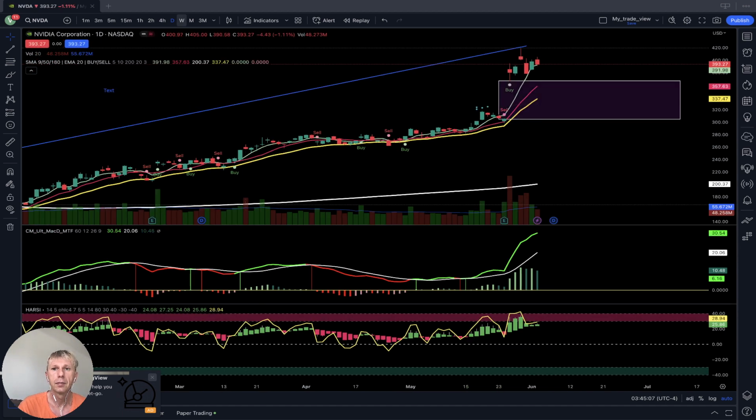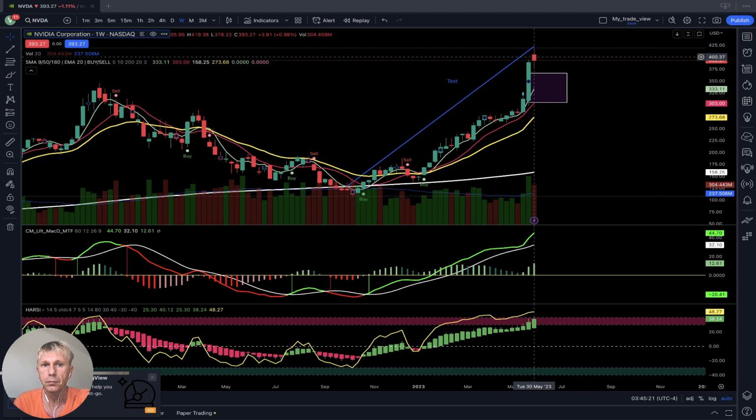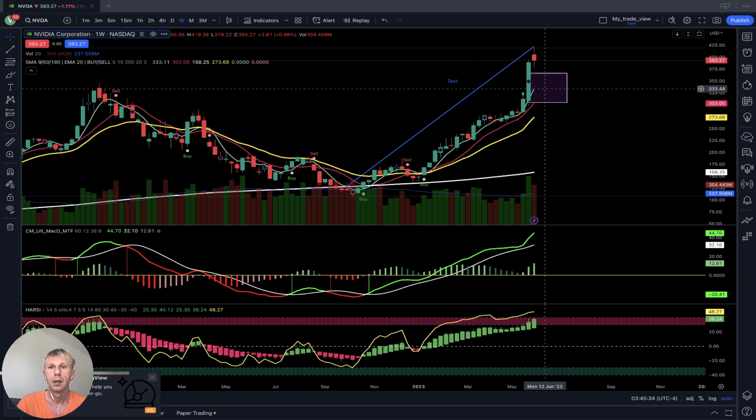NVIDIA. Let's start NVIDIA, weekly time frame. NVIDIA weekly time frame, bullish trend. Last week it was just plus 1%. Last week was plus 1% only. It did move up and down.